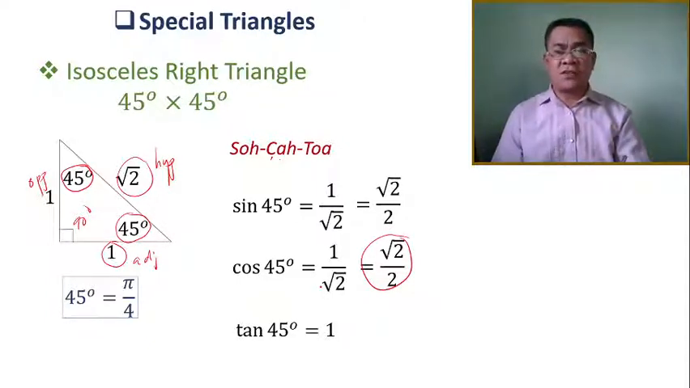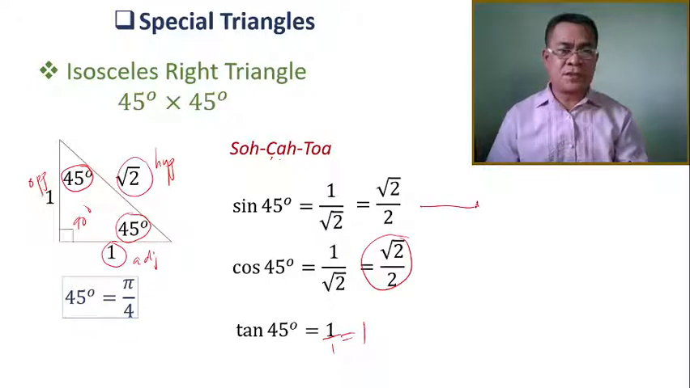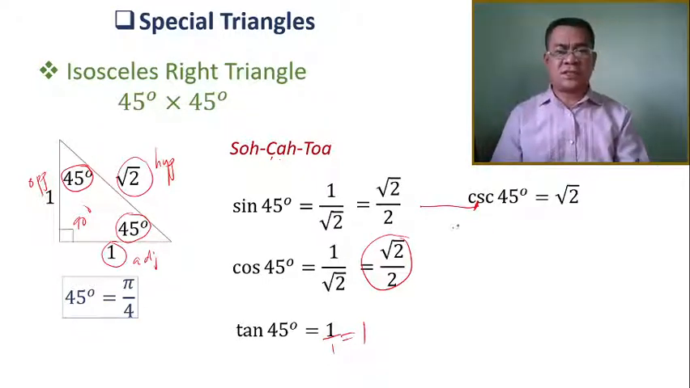Now, for the tangent, take note the tangent is opposite over adjacent, so we have 1 divided by 1, which is the same as 1. So, these are the primary trigonometric functions: sine, cosine, and tangent. Now, the reciprocal of sine is cosecant. So, the cosecant of 45 degrees is the reciprocal of the sine function. We have to reverse this one. The 1 over square root of 2 becomes square root of 2. So, this is the exact value.